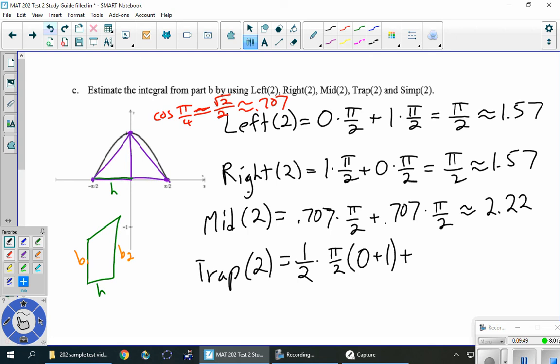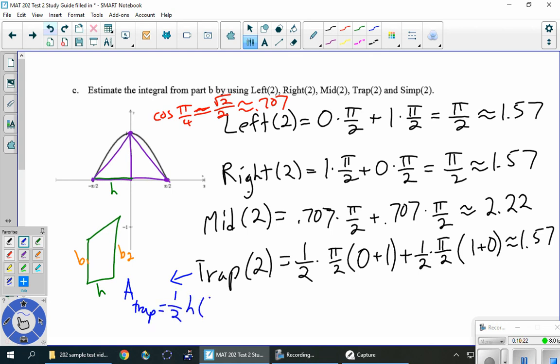And then we do the trapezoid on the right, which is really also a triangle. Half of the height over there is pi over 2, and then times the sum of the bases. The left-hand base is a 1, and the right-hand base is a 0. And so when we smush all that stuff together, we get the same 1.57 that we had before. Just to remind you the formula that we were using here. Area of a trapezoid is half of the height times the sum of the bases.